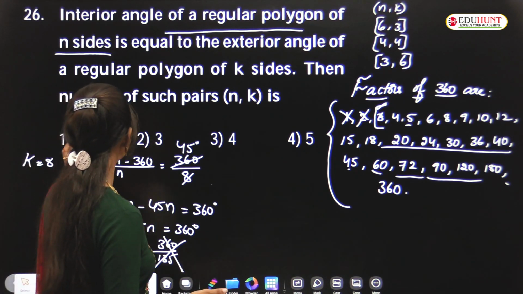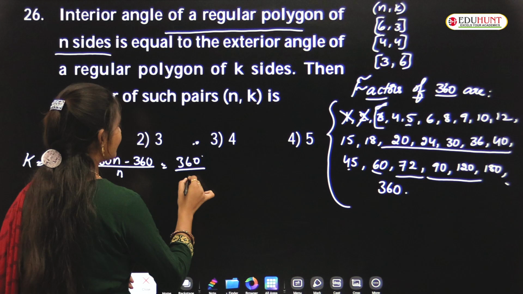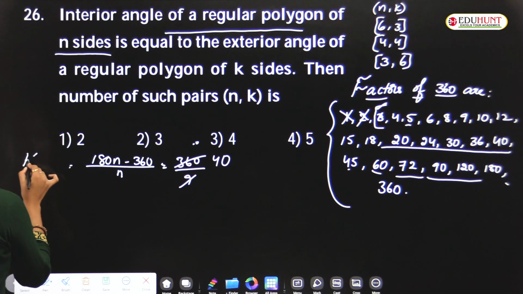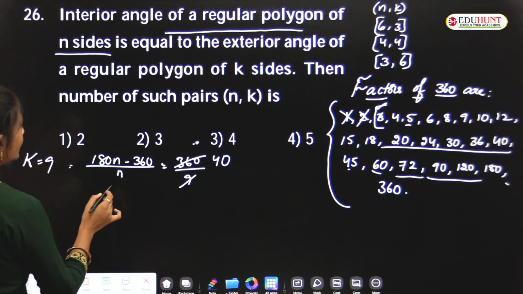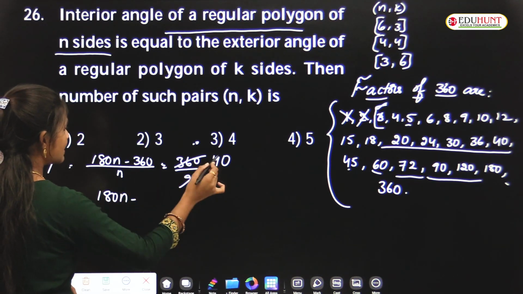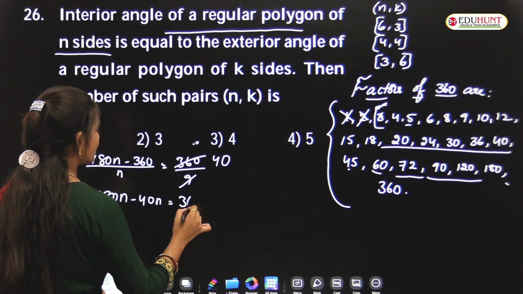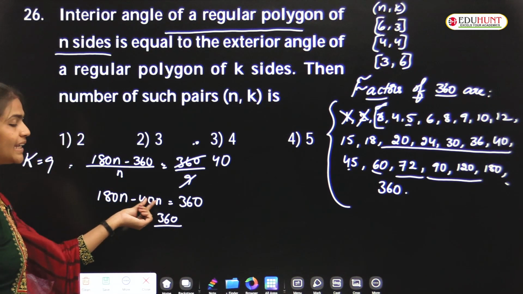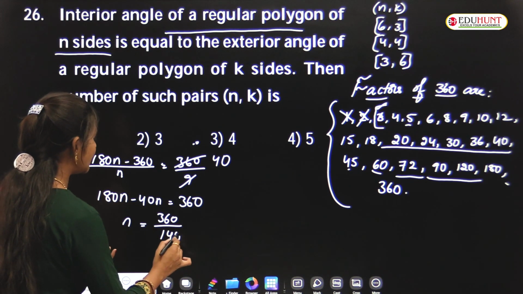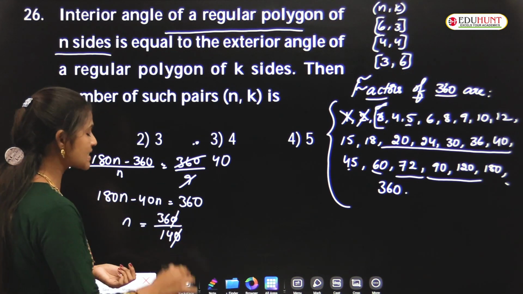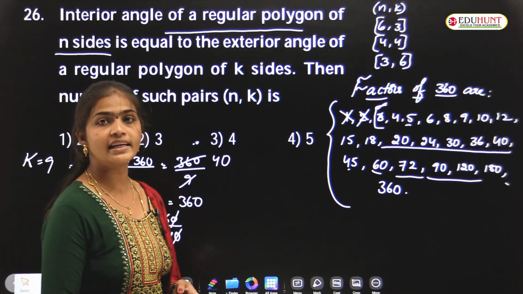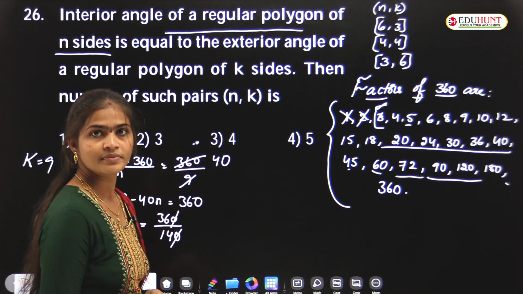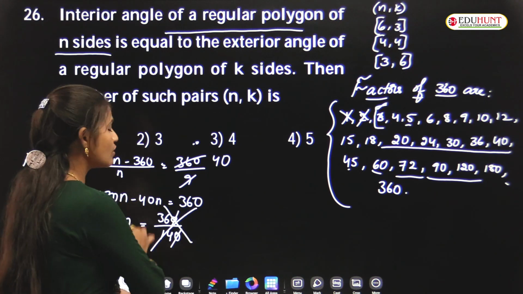Next go for 9. So which is equals to 360 by 9. 9 40s, 9 4s 36, no. So k is equals to 9. Okay, so 180n minus 40n, which is equals to 360. So from this one, n is equals to 360 whole by 180 minus 40, which is equals to 140. Okay, so 0 and 0 get cancelled, and 36 by 14, it is not possible, no? Why? Because in 360 factors, 140 is not there. Is it there? Not there. So here this is not possible.